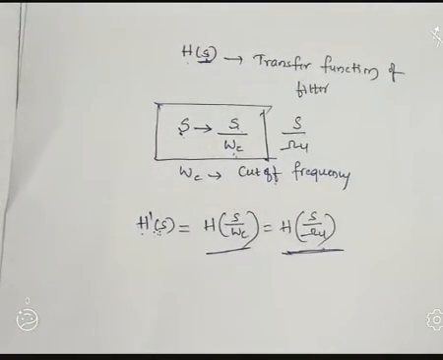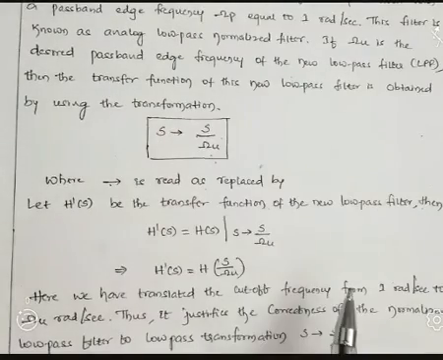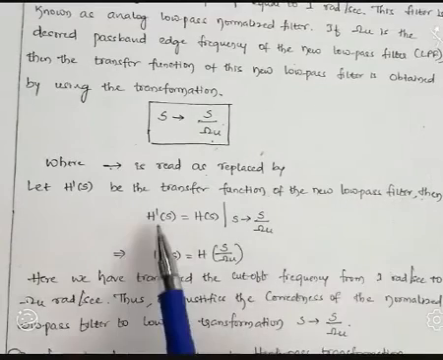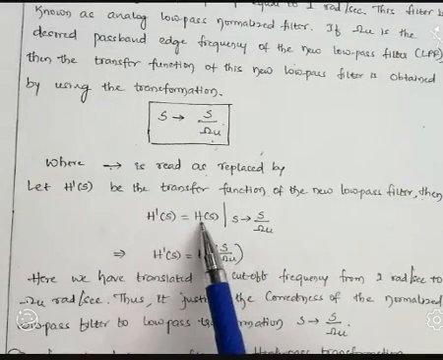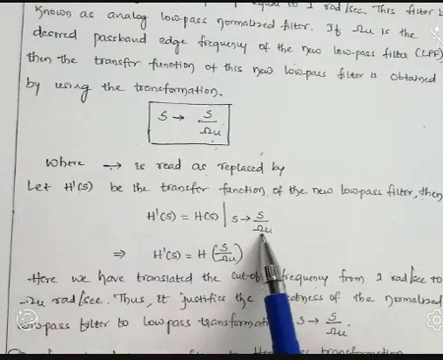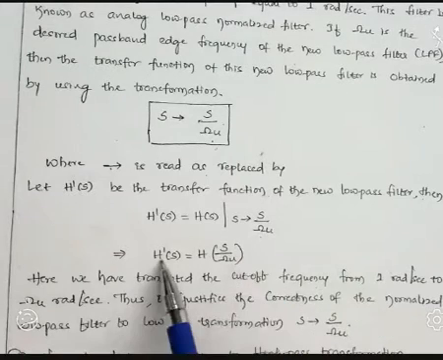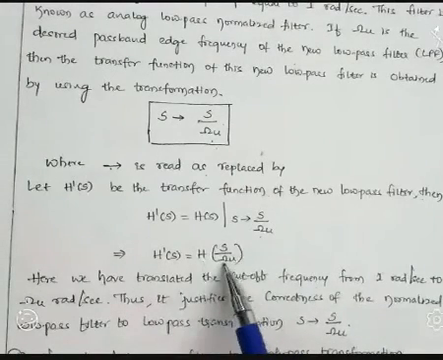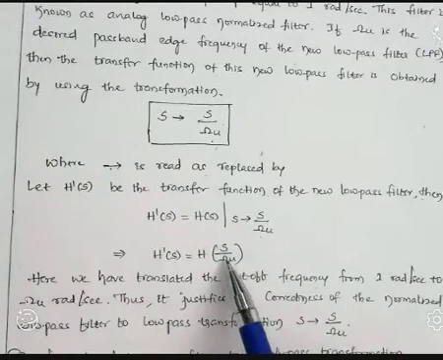So if we are seeing this in terms of expression, let H dash of S be the transfer function of the new low pass filter, then H dash of S equals H of S, wherever S is there, S is replaced by S by omega U or S by omega C. Hence H dash of S is equal to H of S divided by omega U, or we can write S divided by omega C.